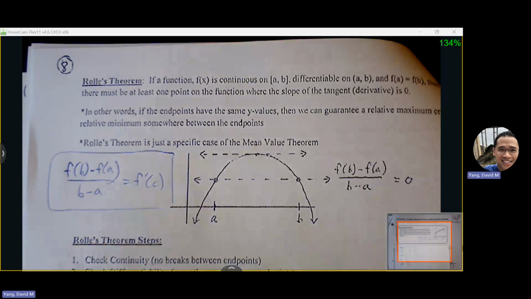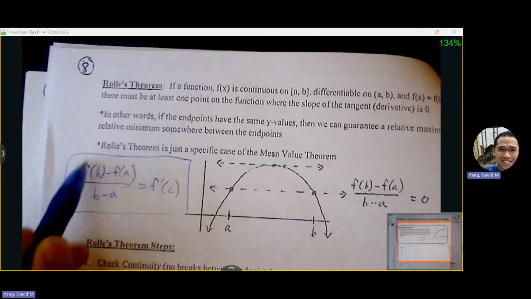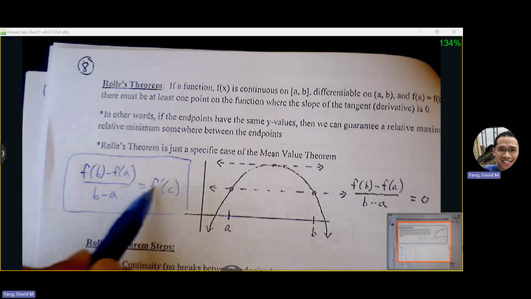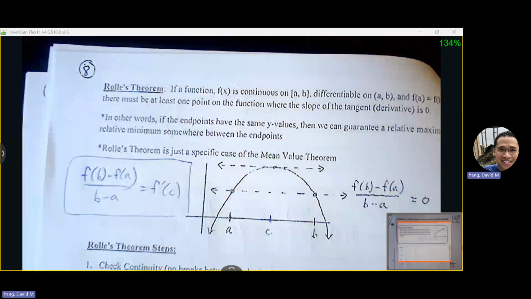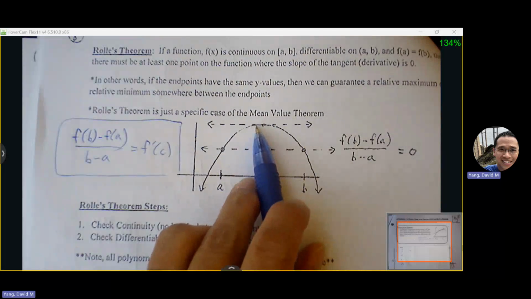Okay. So same process. We're still going to find the endpoints. We just want the endpoints to produce a slope of 0. That's all. Okay. And then we go through and we set it equal to the derivative, and we try to find the location where the graph is going to experience a slope 0.